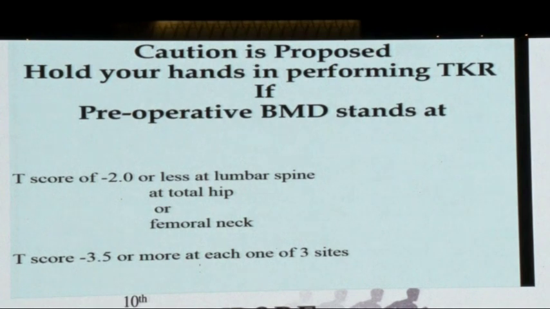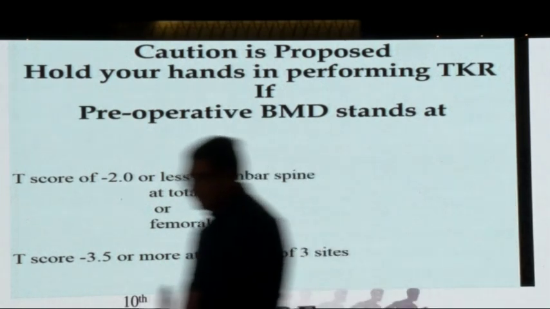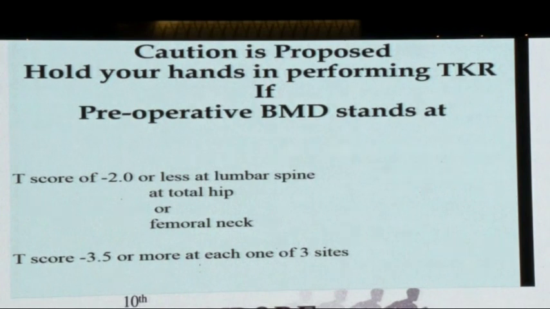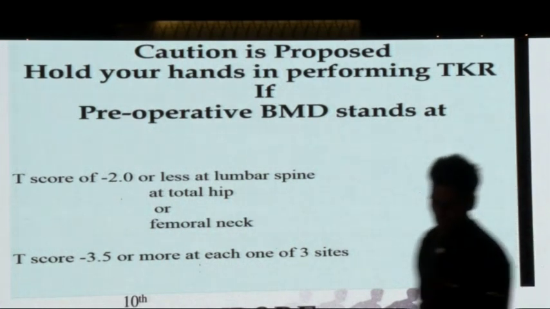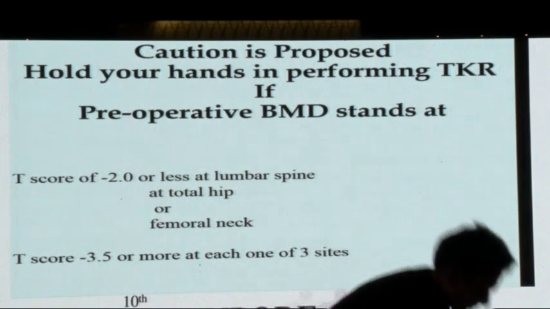So, friends, finally, caution is proposed, and hold your hands or perform TKR, but definitely see that osteoporosis is tackled. If the preoperative BMD stands at T-score of -2 or less at lumbar spine, total hip and femoral neck, or the T-score is -3.5 or more at each one of the 3 sites.